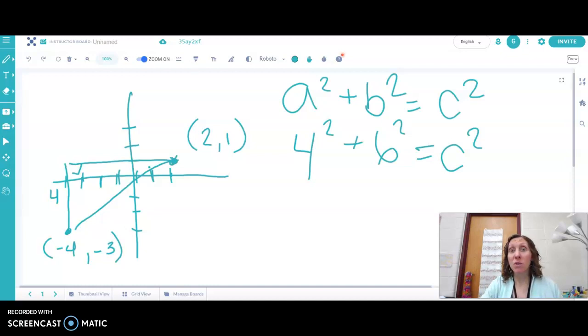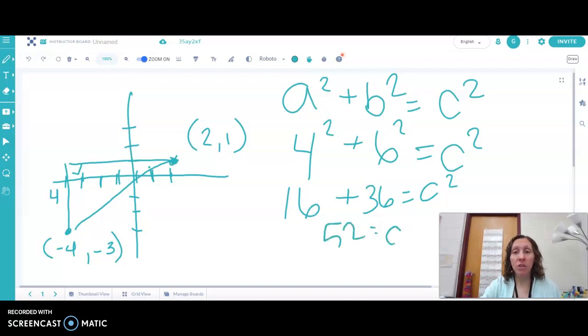All right, so 4 squared is 16, plus 6 squared is 36, and that is equal to c squared. So 16 plus 36 is 52, which equals c squared. And then if we pull up a calculator, to unsquare that, the inverse is to take the square root. So 52 and the square root of that would be 7 21/100.